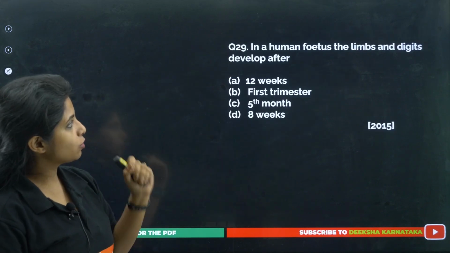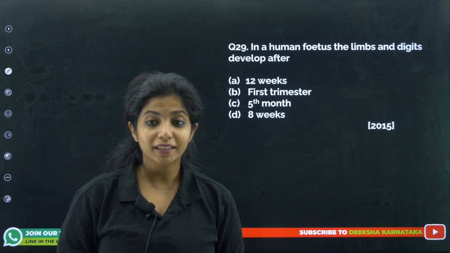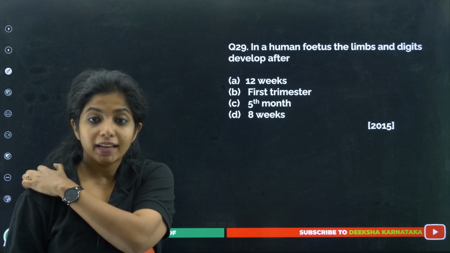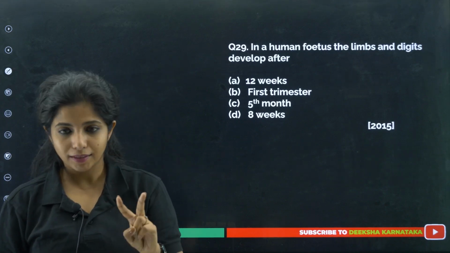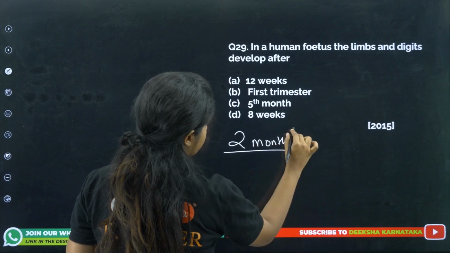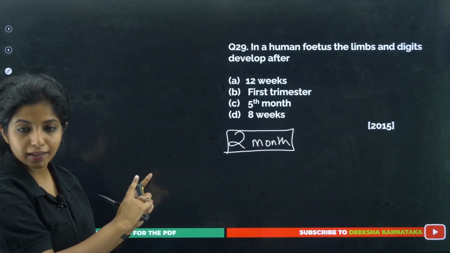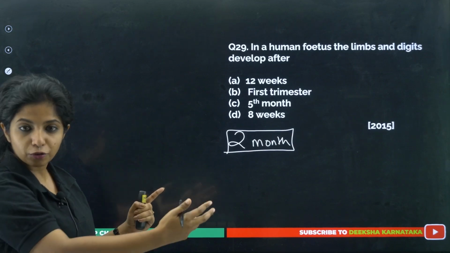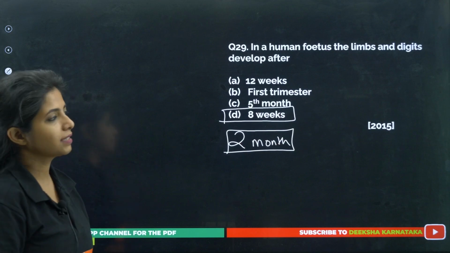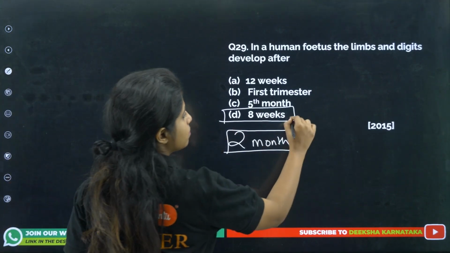Cool. Next question. In a human fetus, the limbs and the digits develop after... In a human fetus, the limbs and the digits come in the 2nd month. The first month has 4 weeks, and the next month will have one more 4 weeks. 4 plus 4, 8 weeks. So can I say this is the answer? Yes. 2 months means 8 weeks. Got it? So this becomes the answer.